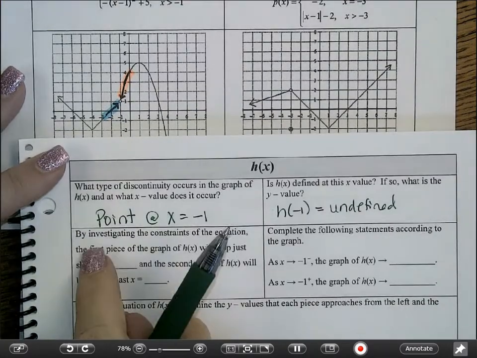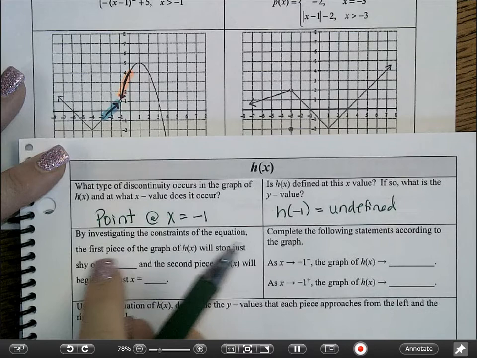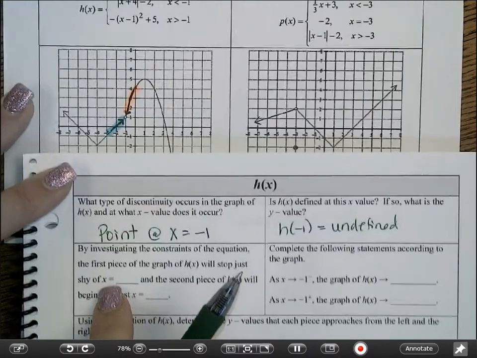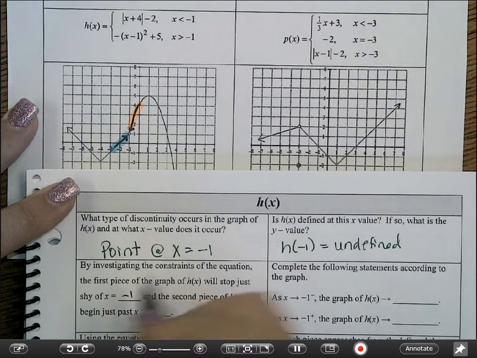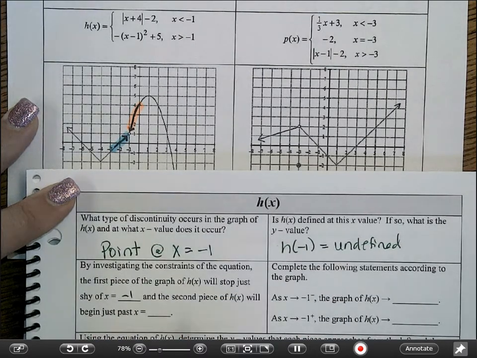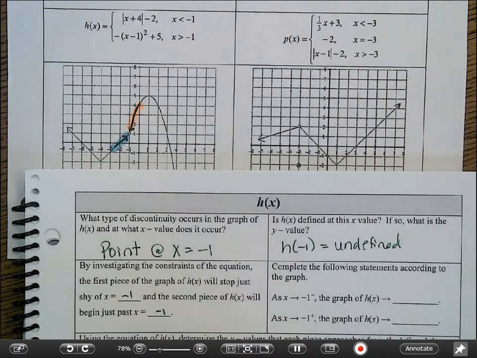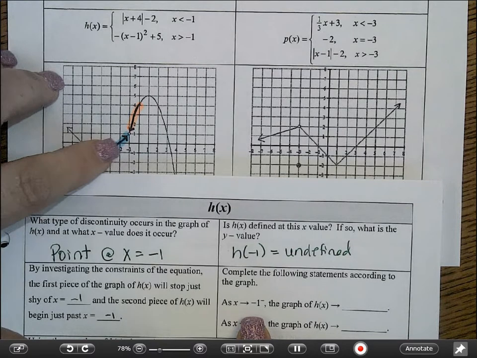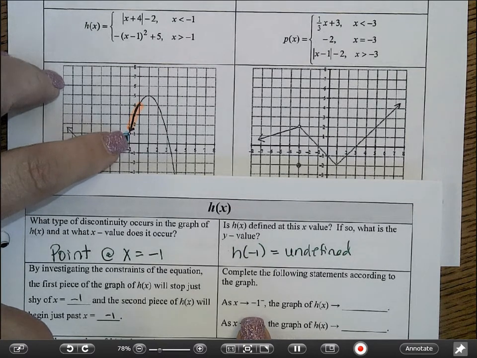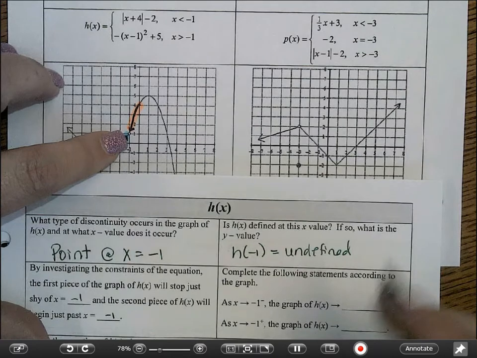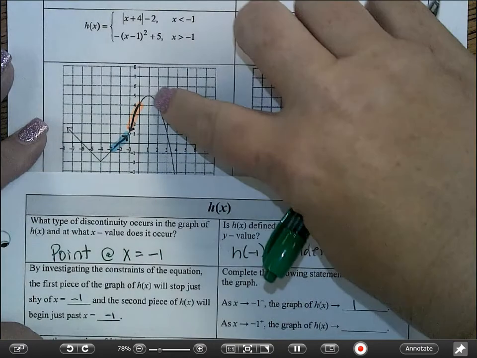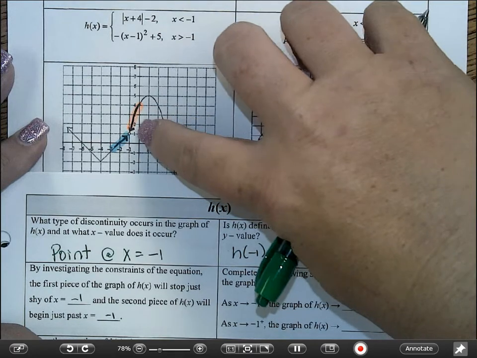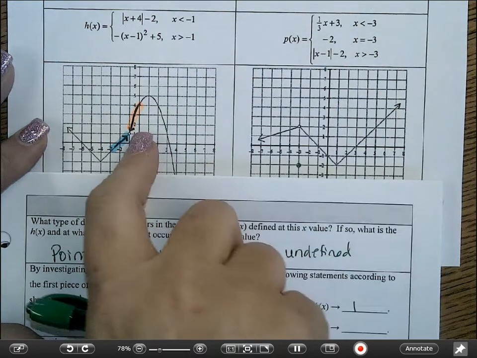Now it says by investigating the constraints, the first piece will stop just shy of x equals -1, and the other one will begin just on the other side of -1. So let's take a look. As x approaches -1 from the left side, we are approaching a y value of 1. And as we approach from the right side, getting closer and closer to x equals -1, the y value is +1.